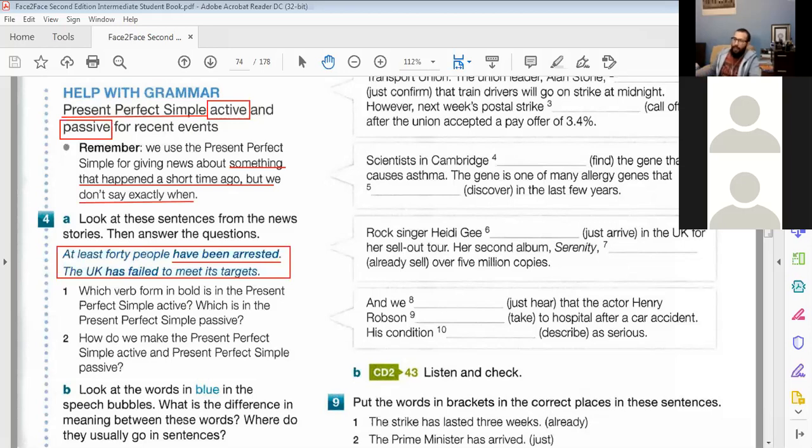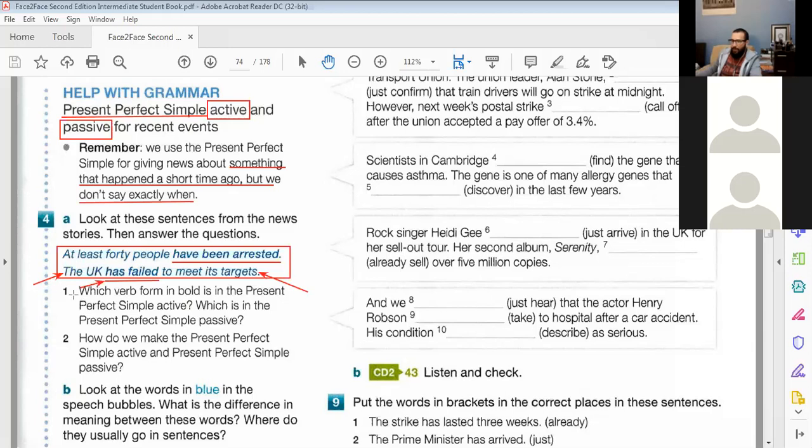So correct. Okay. So this means the first one is passive, and the second one is active, right? Has failed, because in the active example you can clearly see the UK, this is our subject, right? Its targets is the object and meet the verb. So we have subject, verb. Sorry, has failed is the verb. Has failed, this is the main verb: has failed to meet its targets.